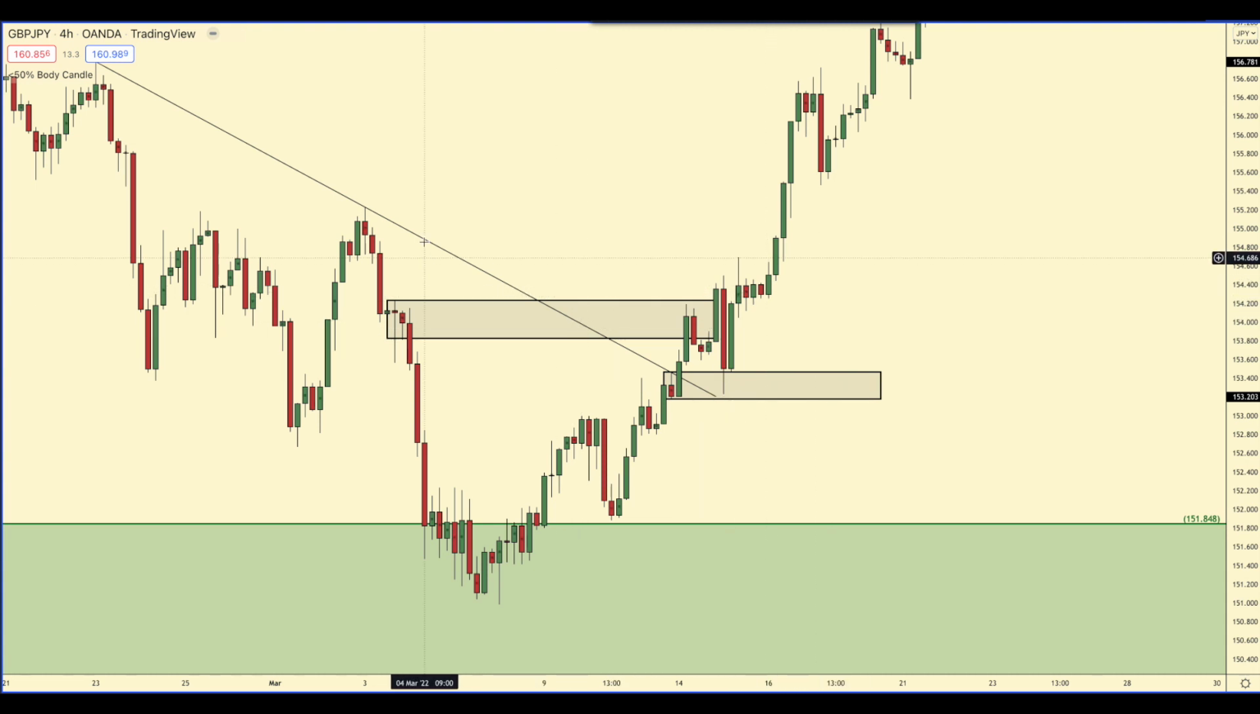But there are examples of times where it will remove a trend line and a supply zone, and that is usually a very good indication that momentum is shifting. But there's nothing wrong with just using one or the other.